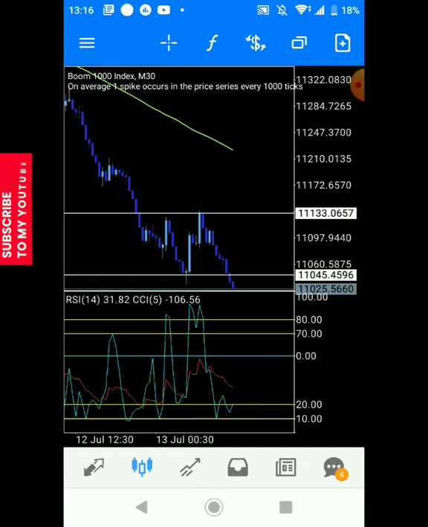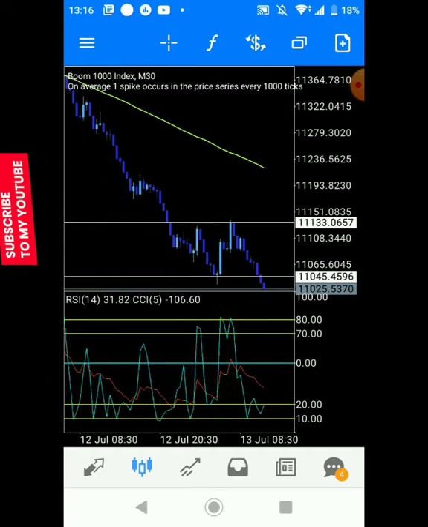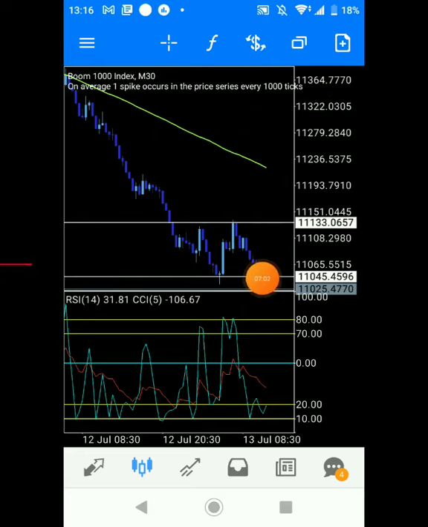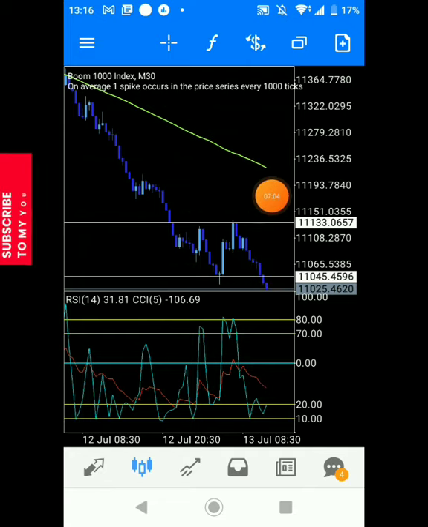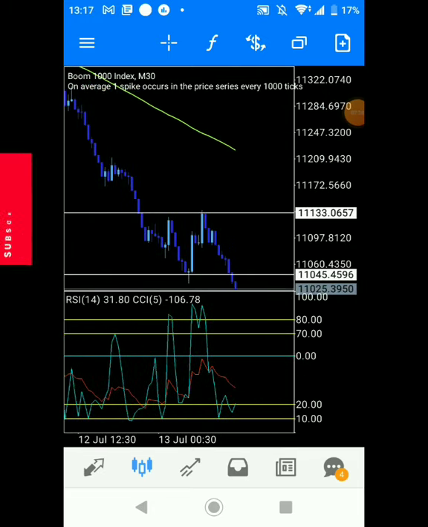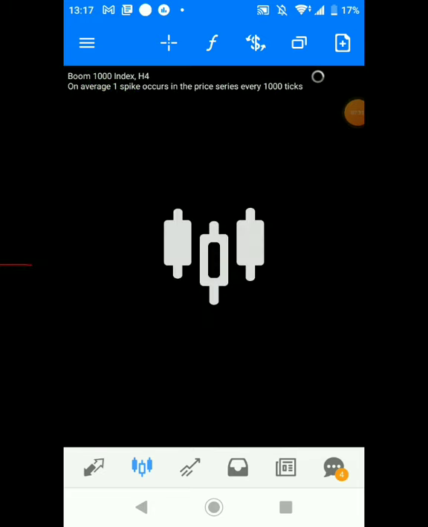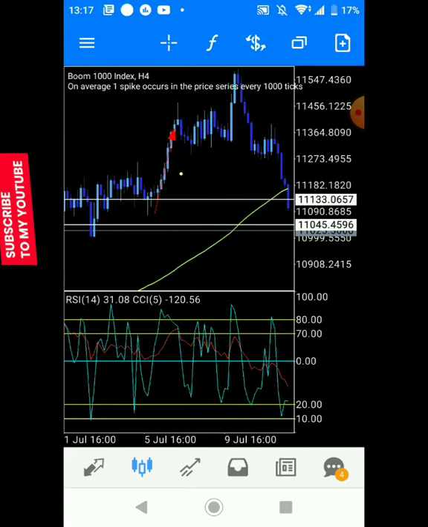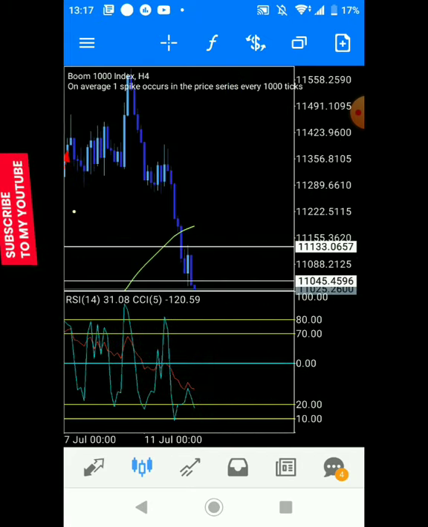Now this is a 30-minute time frame, so you want to ask yourself, is it a good time to sell, or is it a good time to buy? Now let me go to the 1 hour time frame, because in a 1 hour time frame we can see things clearly.